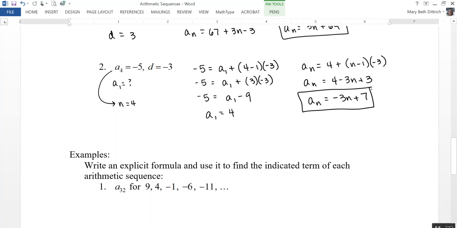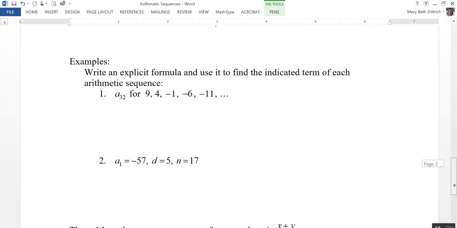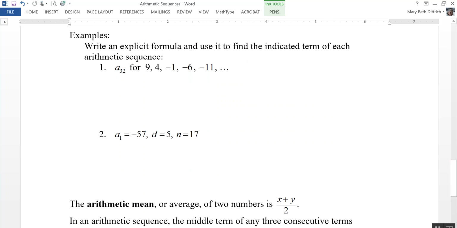Now why would we want to have an explicit formula? Well, notice that it has the variable n, so if I have an explicit formula, I can use it to find any particular term in the sequence. So for example, if I wanted to find the 100th term in this sequence, I would just plug in 100 for n. And that's what we need to do in the next couple examples here. So write an explicit formula and then use that formula to find the indicated term for each sequence.